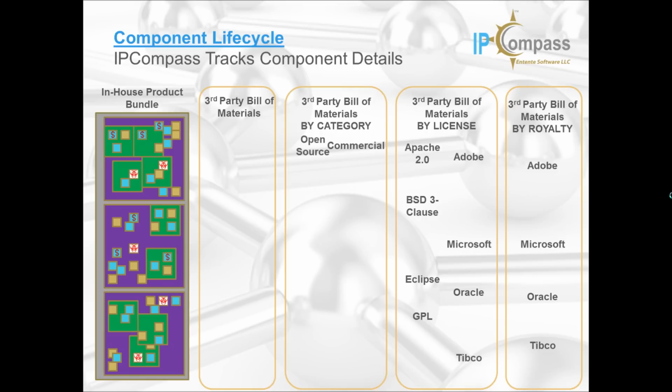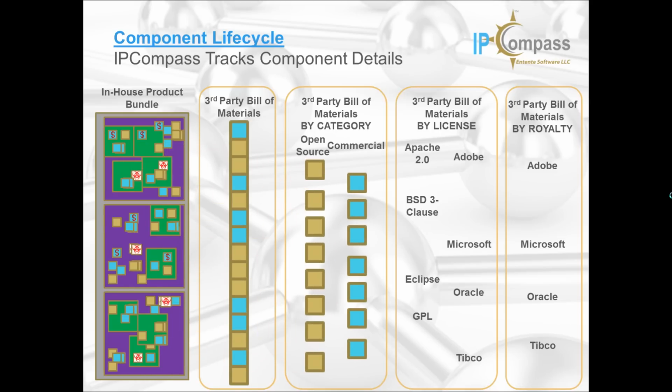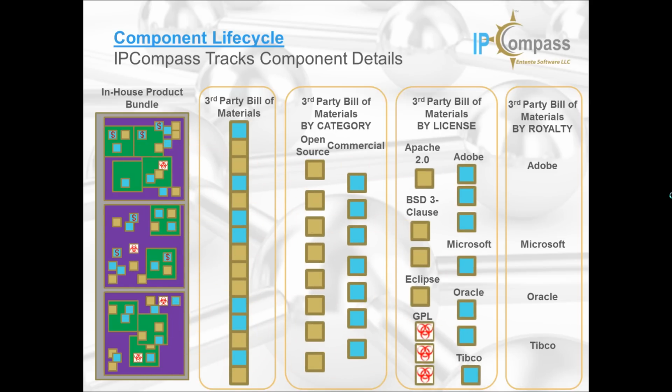IPCompass makes sure that obligations hidden under multiple layers of embedded relationships continue to be visible even in a high-level bill of materials. Additionally, IPCompass presents your license obligations in a variety of convenient and customizable views.